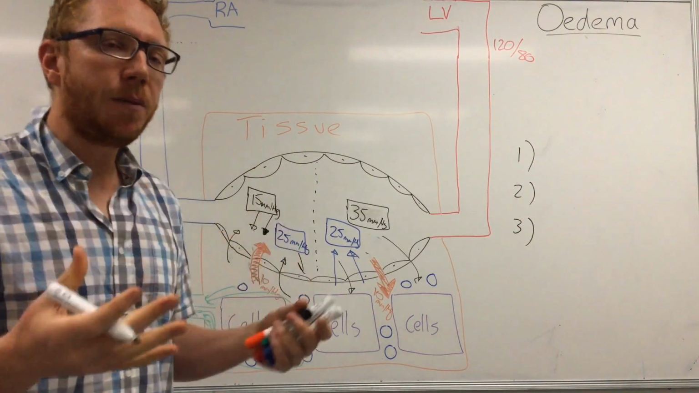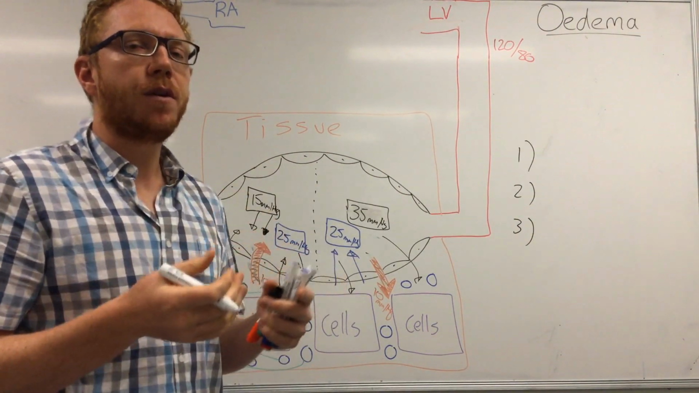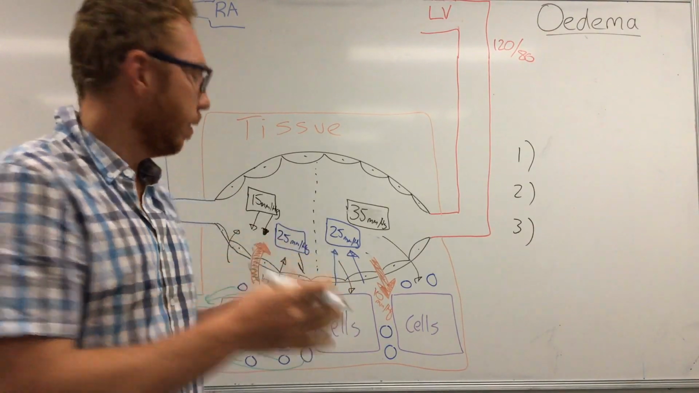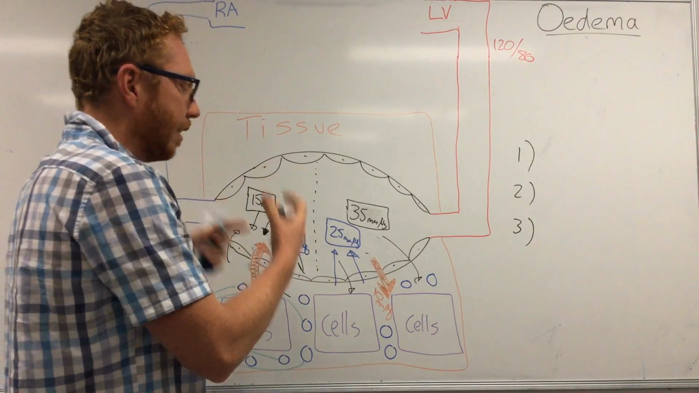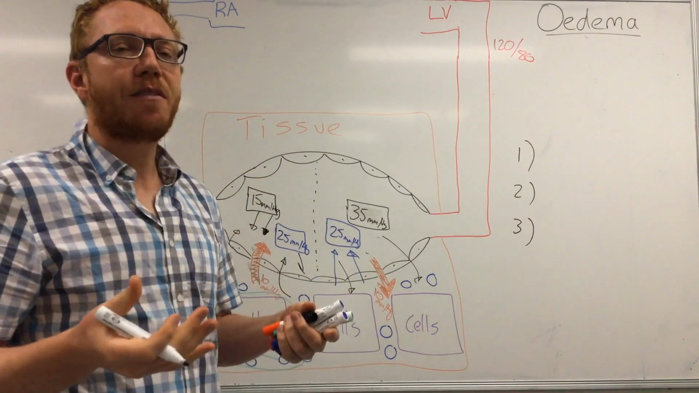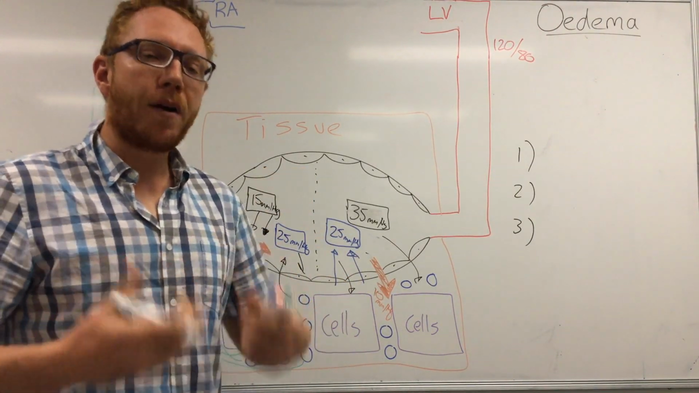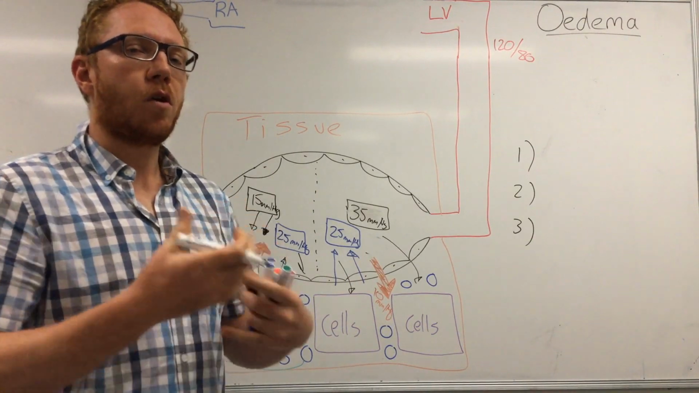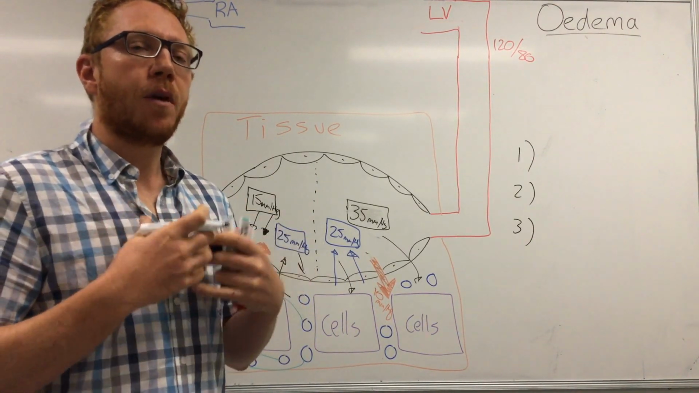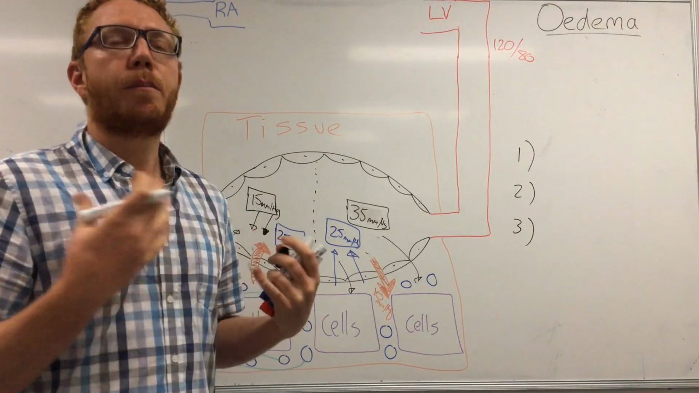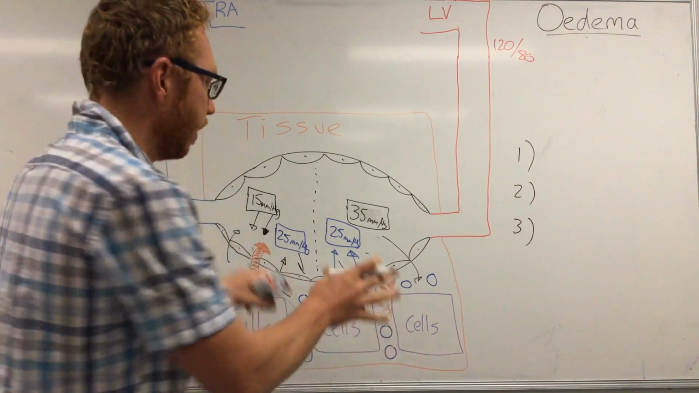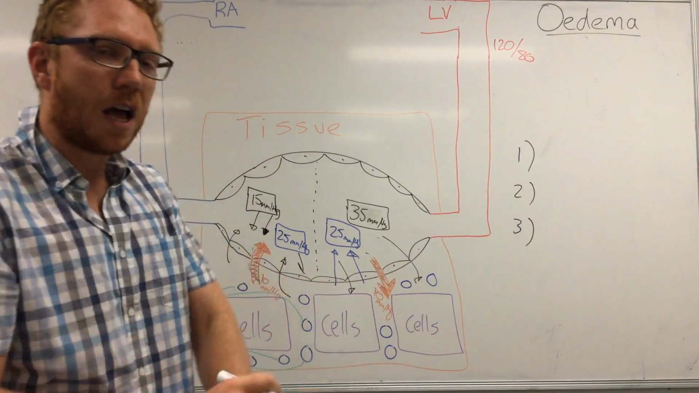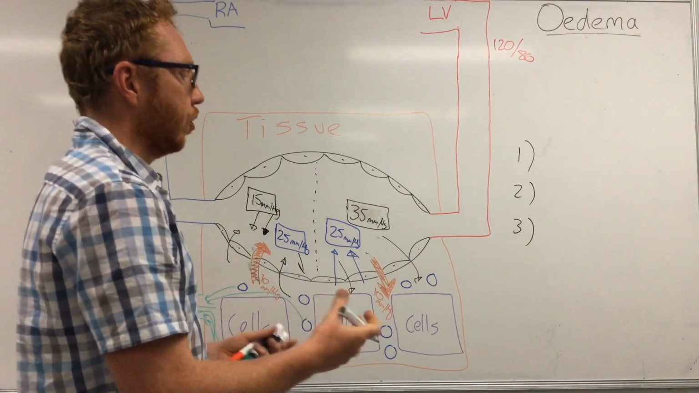Now remember, edema is excessive fluid in this interstitial space, or excessive fluid within a body cavity, such as within your peritoneum, or around your heart, the pericardium, or around your lungs, the pleural cavity. So that's excessive fluid in those cavities or within the tissue. Could be in your arms, in your legs, etc.